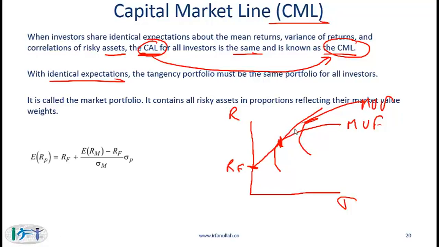All right. So anyway, what we are now saying is that we have the same expectations. So there is just one efficient frontier, and therefore there is just one tangency portfolio. That tangency portfolio is called the market portfolio. It contains all risky assets in proportions reflecting their market value weights. Okay, so this is a theoretical construct. I want you to memorize this phrase. We will discuss it in more detail in other readings. But for now, just remember that the market portfolio contains all risky assets in proportions reflecting their market value.